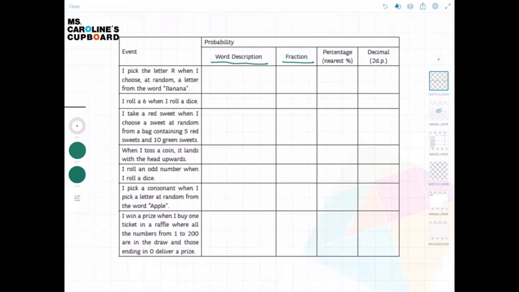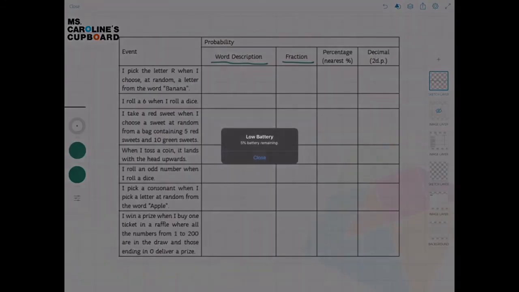So, start by reading the event. I pick the letter R when I choose at random a letter from the word banana. So, what's the probability that you're going to pick the letter R? Look at the word banana. Is there a letter R in the word banana? There is not. So do you think that probability is impossible, very unlikely, unlikely, even chance, very likely, likely, or certain? You have to pick your words and then put it in a sentence.